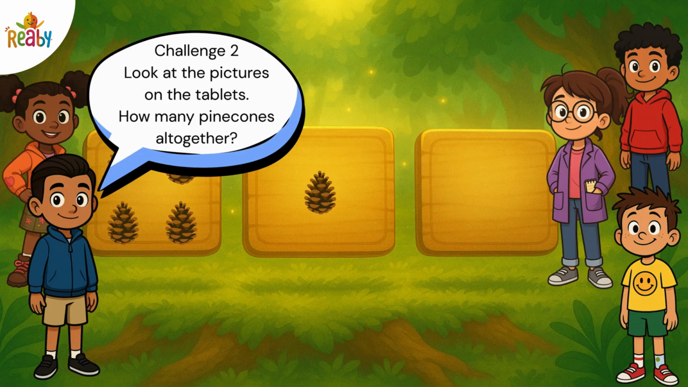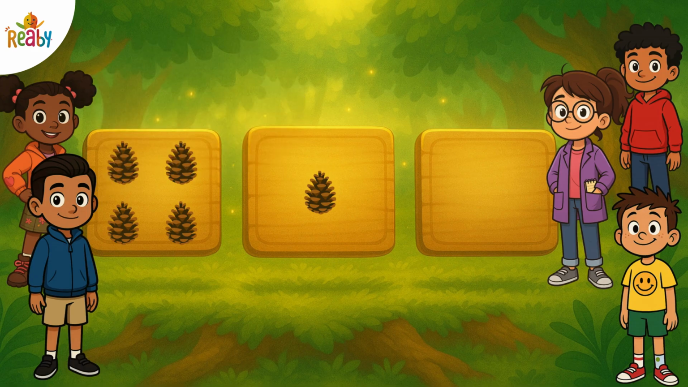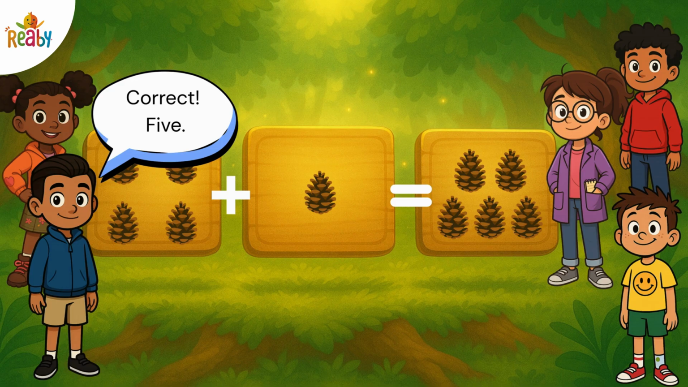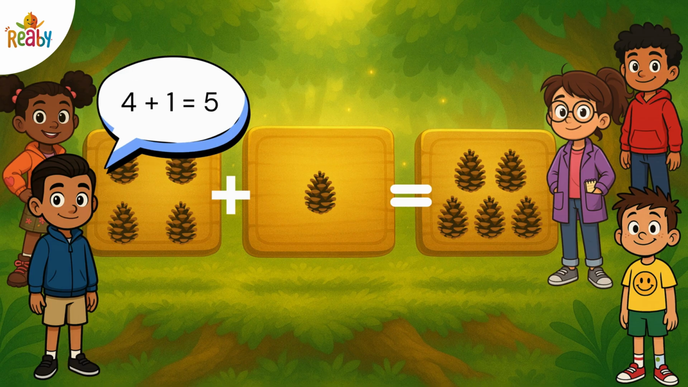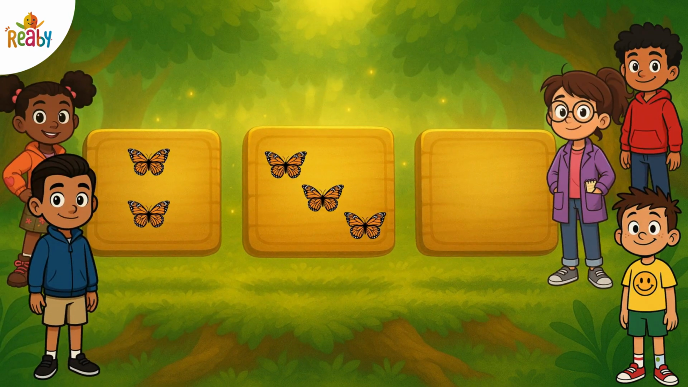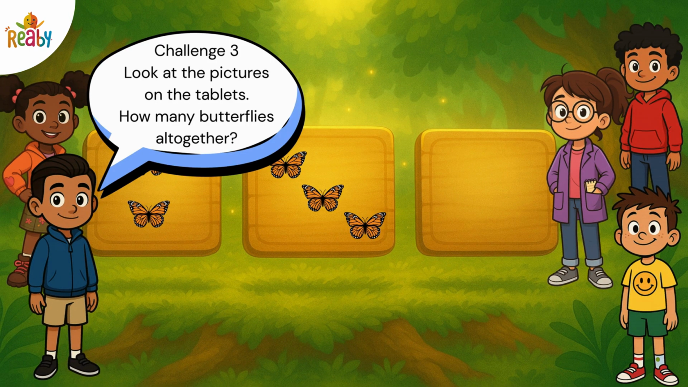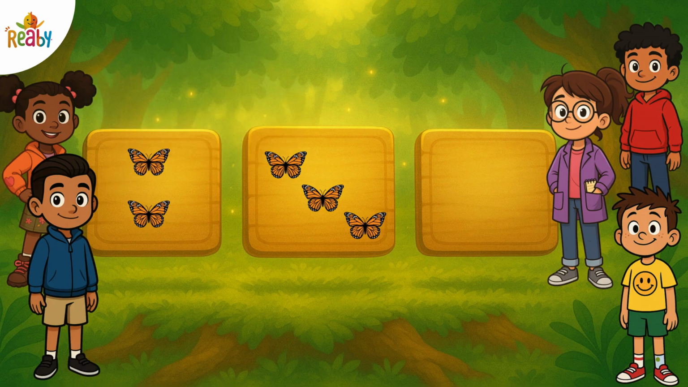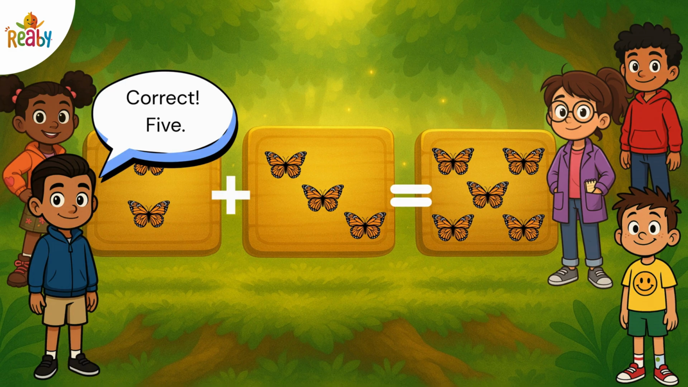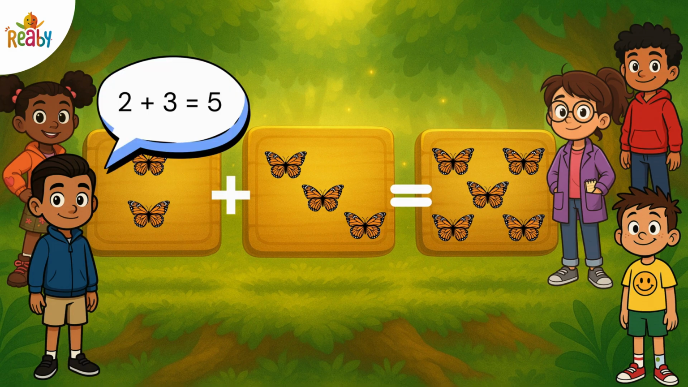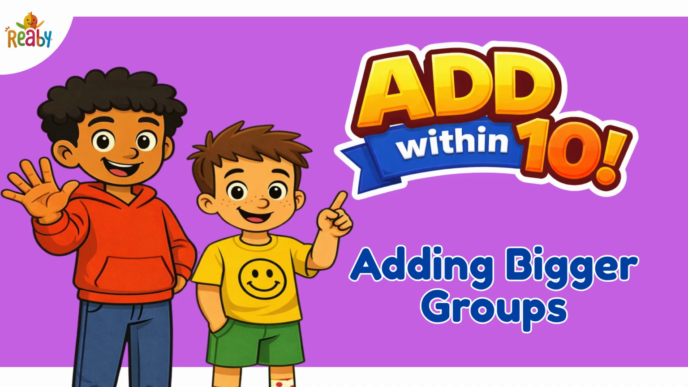Challenge 2. Look at the pictures on the tablets. How many pine cones altogether? Correct, 5. 4 plus 1 equals 5. Challenge 3. Look at the pictures on the tablets. How many butterflies altogether? Correct, 5. 2 plus 3 equals 5. Now let's try adding bigger groups.